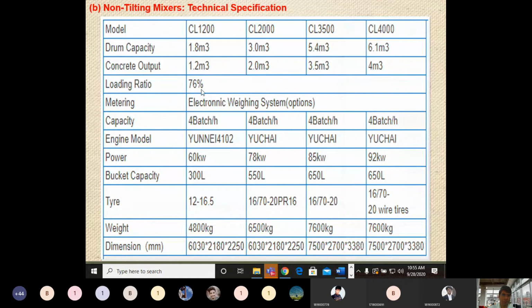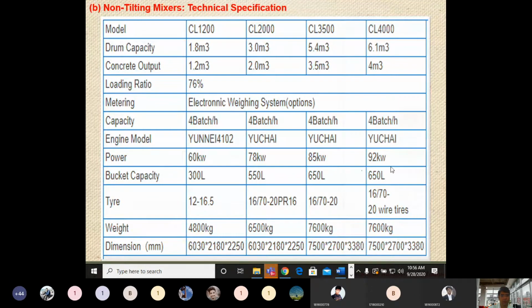And if you see here the loading ratio, for all of the models the loading ratio is 76%. Okay. So the loading ratio is also very good. Then the metering means it is an electronic weighing system. Somewhere the option is given. The weighing is done with the help of electronics. Then capacity: in 1 hour, this model gives 4 batches per hour. Almost all the types of models give 4 batches per hour. Okay. So the engine model is also given.